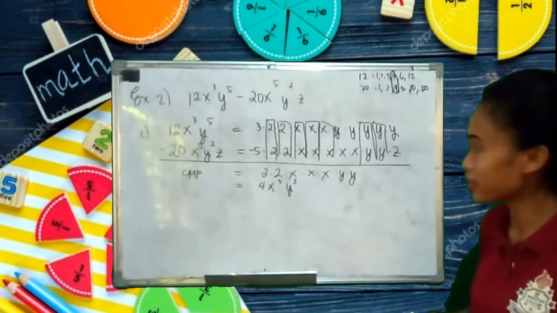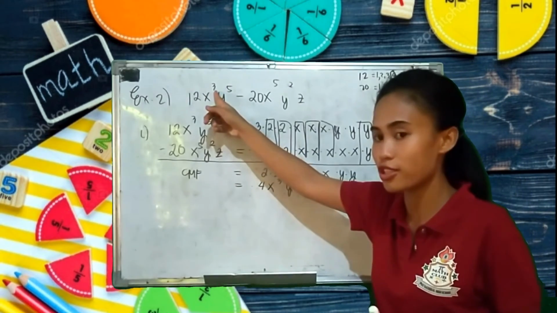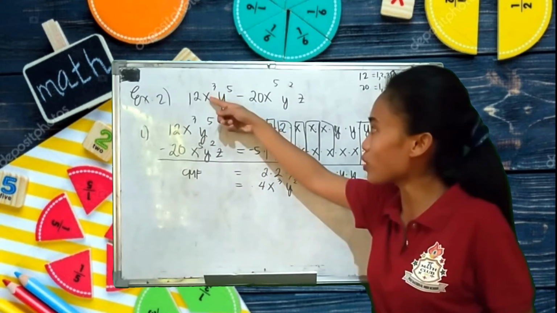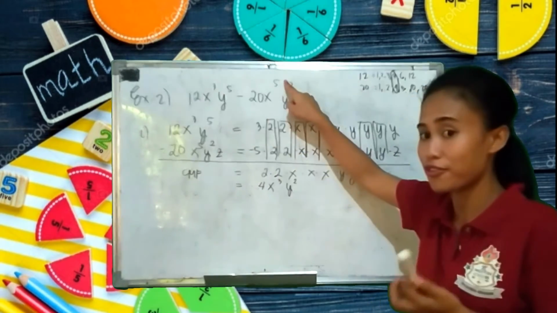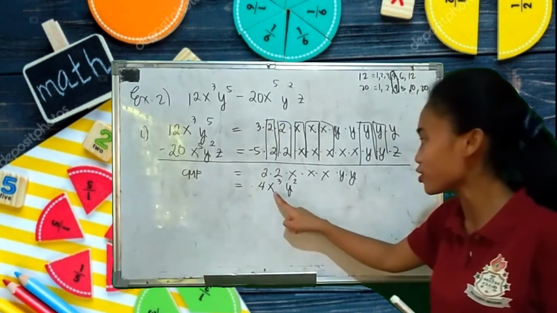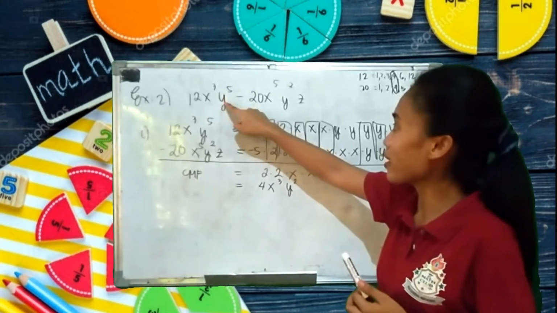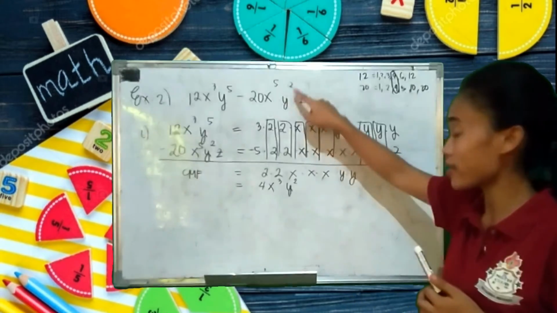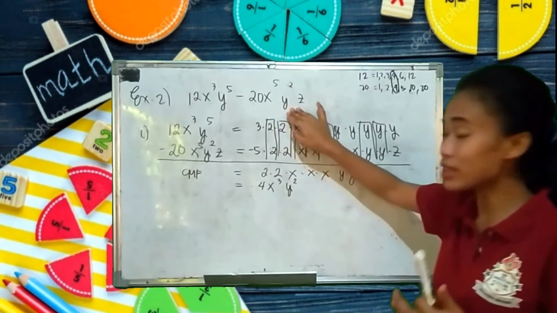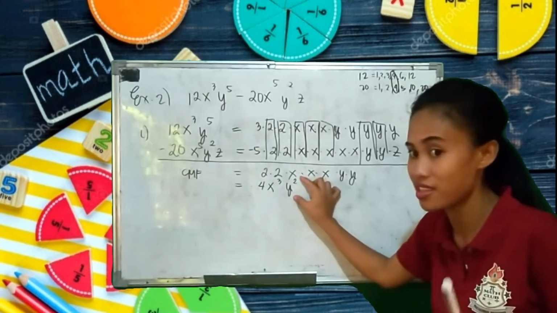And when you pertain to the variables, the variable with the least exponent, you consider the variable with the least exponent. So you are to choose between x cubed and x raised to the 5th power. So x cubed has the least exponent, so that is your x cubed here. And finally, your y raised to the 5th power and y squared. You need to choose between the two. The variable with the least exponent is of course y squared, so that is placed in here.